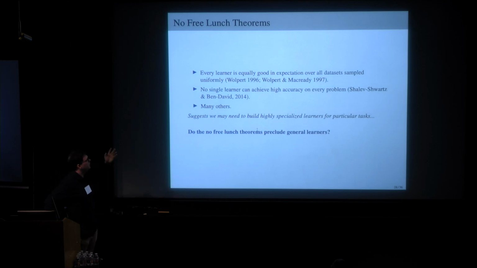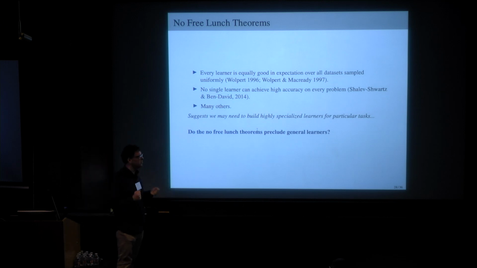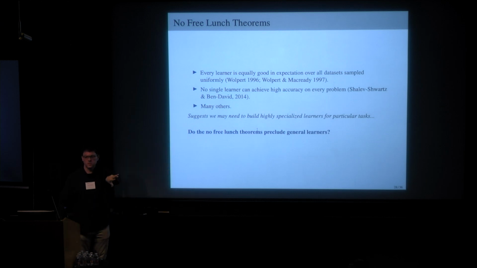So there are many no free lunch theorems. One of the most well-known ones says every learner is equally good in expectation over all data sets sampled uniformly from a distribution over data. There are others like no single learner can achieve high accuracy on every problem. And this sort of leads to a prescription that we do want tailored inductive biases, even restriction biases. This idea that we want to understand the problem that we're modeling really well and all of its idiosyncrasies, and we want to bake that knowledge into our model architecture, because if our model is doing well on one problem, the no free lunch theorem implies it's going to have to be doing poorly on other problems.